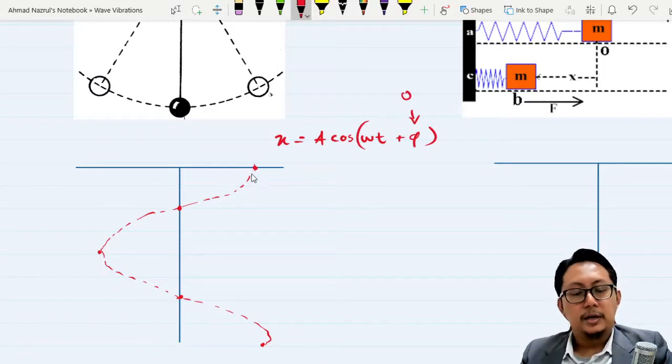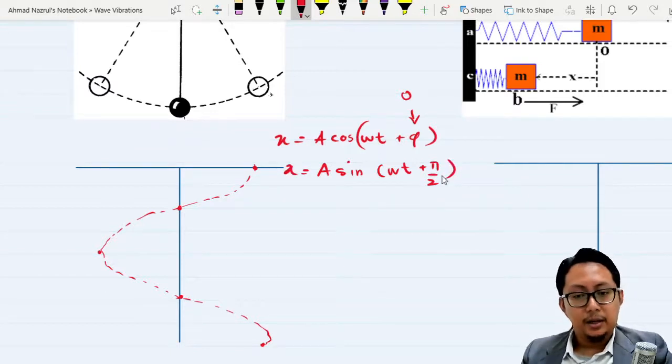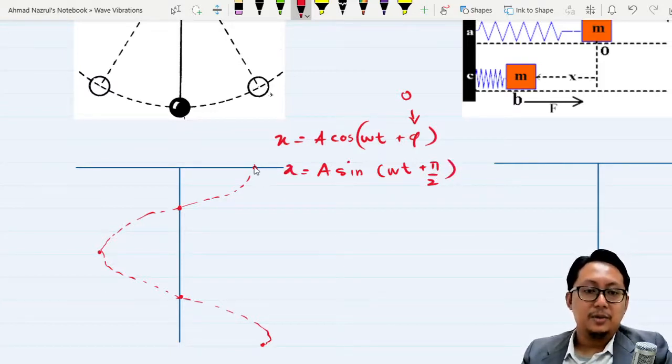Since we are using the cos, we can change this to a sine, A sine omega t, but plus pi over 2. This is similar, plus pi over 2, then it becomes this graph.